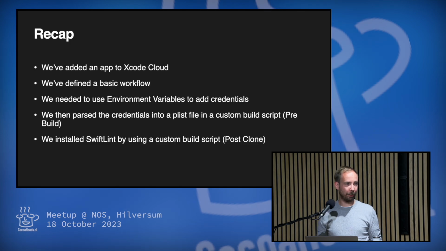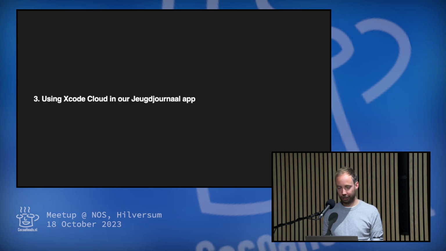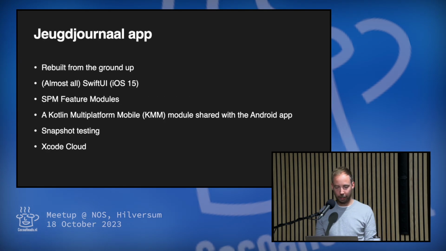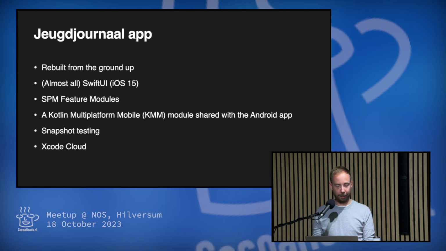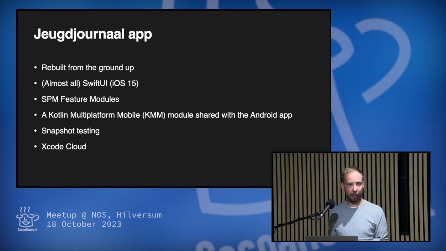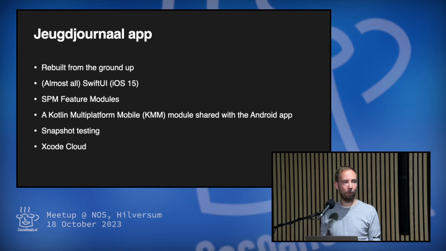So, of course, these are the basic stuff. And we went a lot further with our Yoast app. I'm going to tell you a bit about that as well. So the Yoast app, we started rebuilding it, I think, in April or May, all the way from the ground up, minimum iOS version 15, and all SwiftUI. We use SPM for feature modules. We use Kotlin Multiplatform as well to share code with our Android app that's also being rebuilt completely.